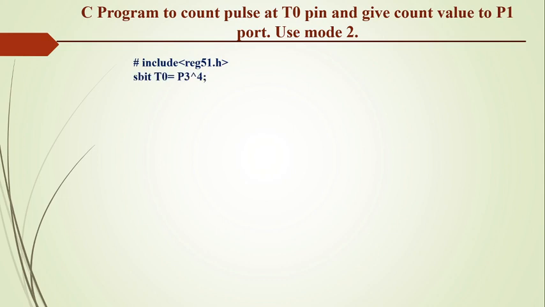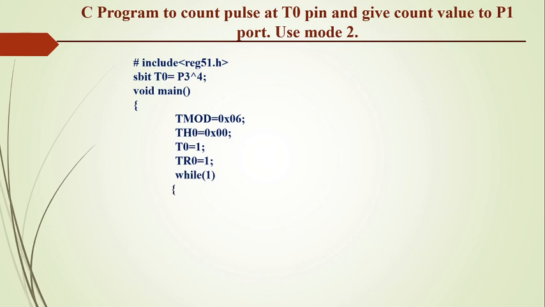Now the C program for the same. Here we are using the T0 pin, so we are using bit P3.4, and we have given the name T0 to this pin. Here is the main program, where we initialize counter 0 in mode 2. Then we initialize the count, that is TH0 equal to 0. Now T0 equal to 1, as we have to count the pulses available at the T0 pin, so we are making it 1. Then start timer 0, TR0 equal to 1.